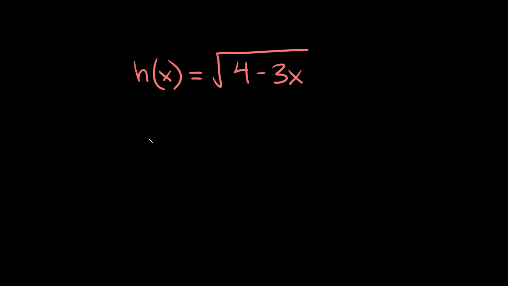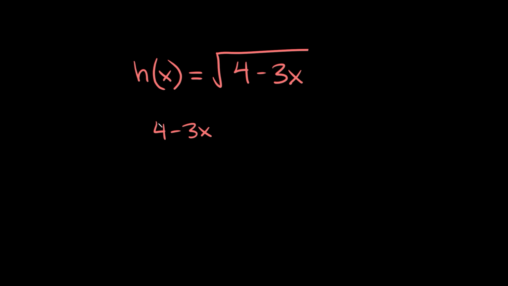All right, now here is the next example. So we have h of x is equal to the square root of 4 minus 3x. Okay, so one thing that you always want to keep in mind when you're working with square roots is you can't take the square root of a negative number, okay? So whatever you have in here, so let's just rewrite it. So we have 4 minus 3x, okay? Whatever this is equal to, it can't be equal to a negative number.